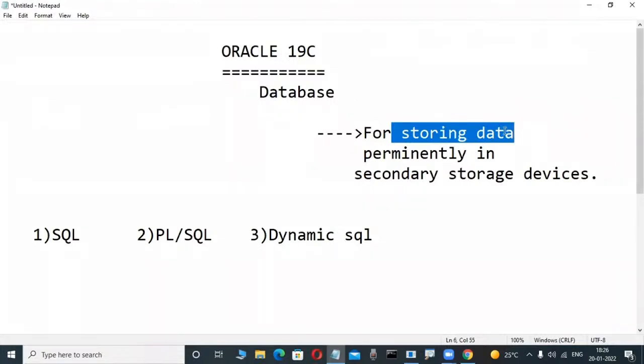But that is absolutely wrong. Not only storing data, so many things are there. What is that? Databases mean not only storing data, but also efficient retrieval of data is important. Suppose, for example, observe the screen.